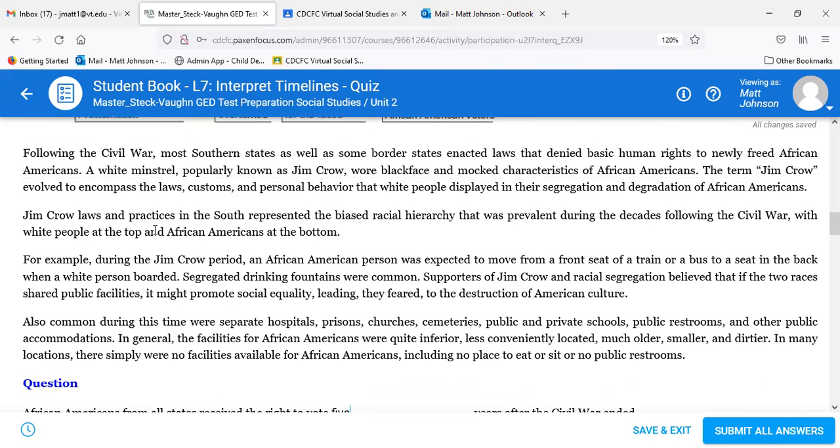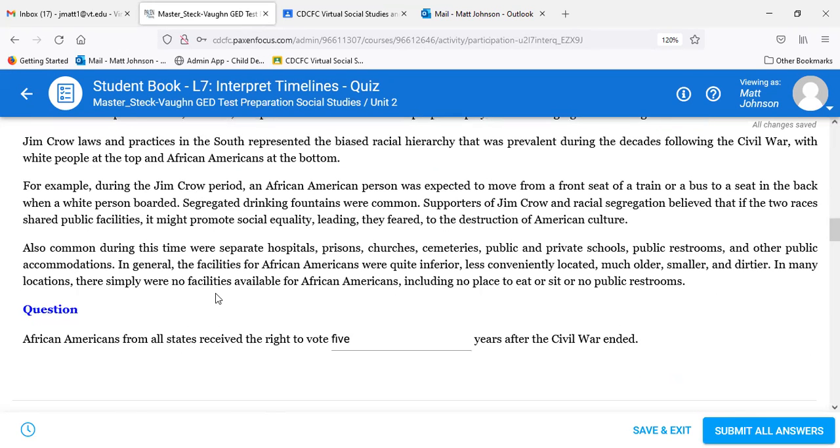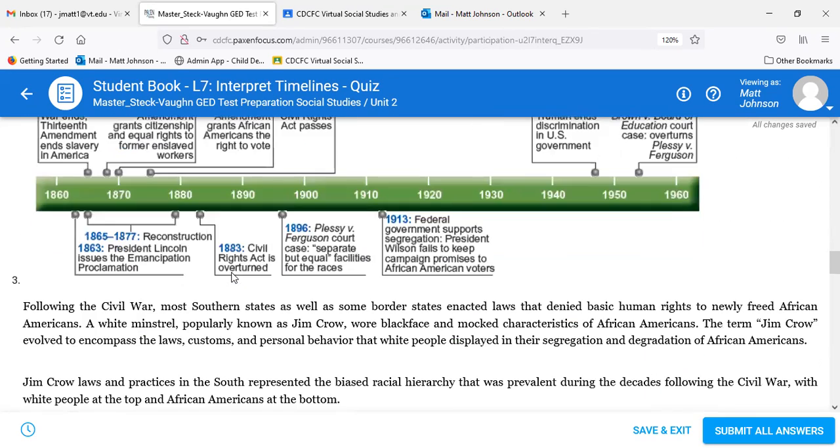I also want to point out another word you might be less familiar with. Minstrel is an old, medieval word, but it's basically a singer and entertainer. So this guy's name was Jim Crow, and he wore blackface and mocked African Americans. So that's where that term came from for those segregation laws and discrimination, from his depiction of African Americans. So yeah, number 2 is 5.